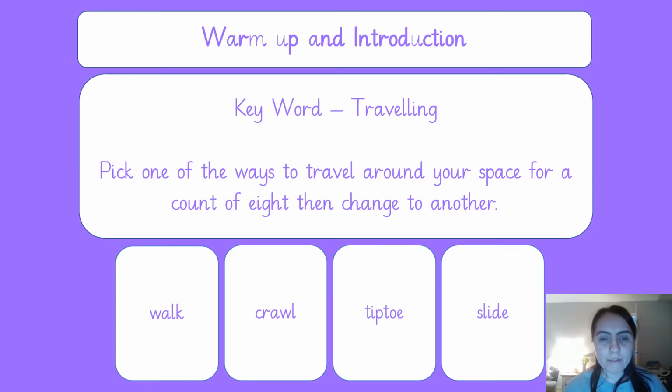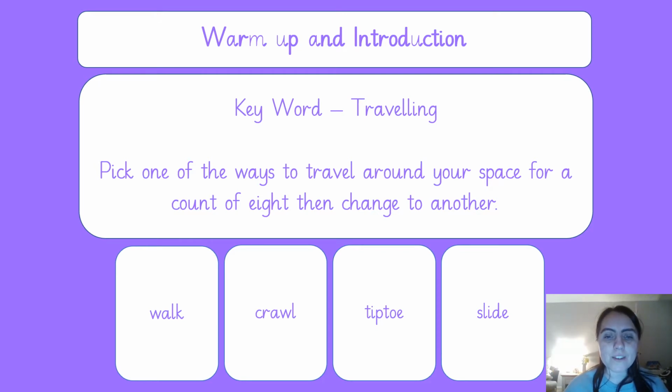Okay, like I said before, the key word for today is travelling. So again, travelling just means to travel around your space in a variety of different ways. Try to think about the way that you are moving. You could move in a standing up position, or you could move where you're lower down to the ground. For example, you could be walking and then you could be crawling. Okay, so there are different levels in the way that you travel or move around your space.